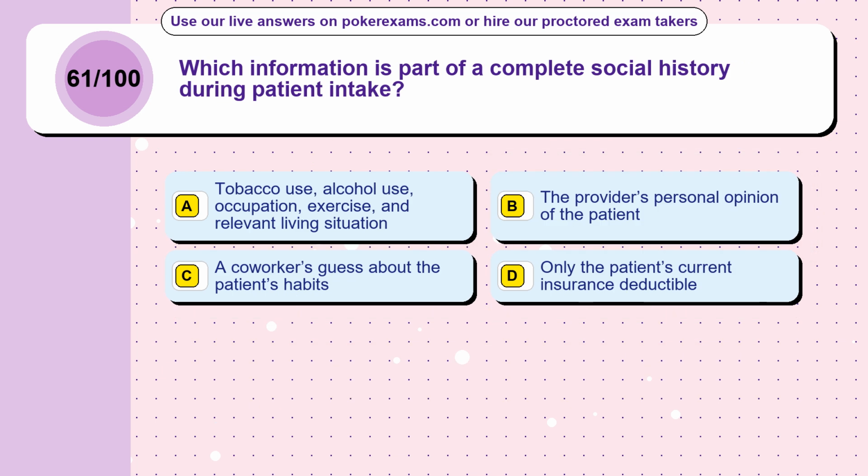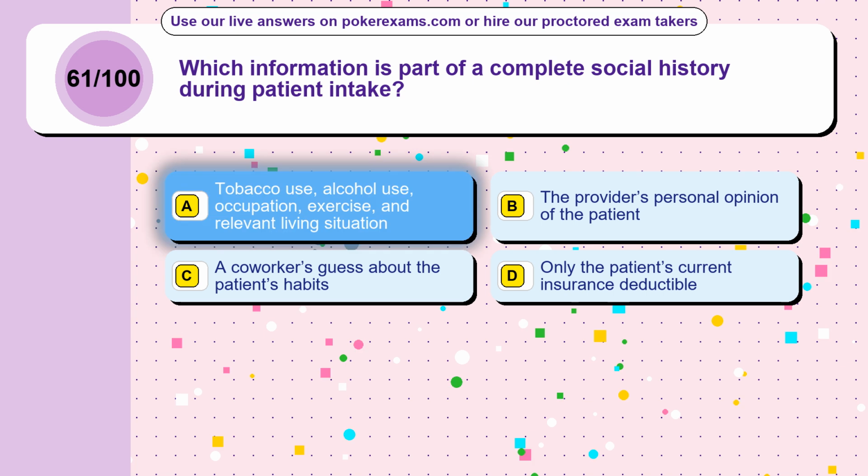Question 61. Which information is part of a complete social history during patient intake? Option A, tobacco use, alcohol use, occupation, exercise, and relevant living situation. Option B, the provider's personal opinion of the patient. Option C, a coworker's guess about the patient's habits. Option D, only the patient's current insurance deductible.